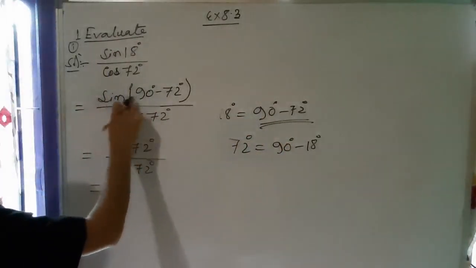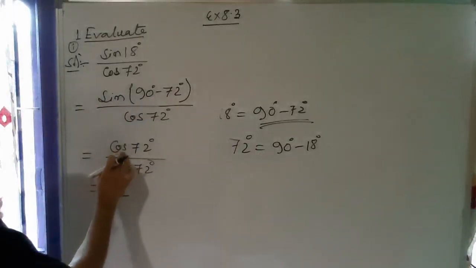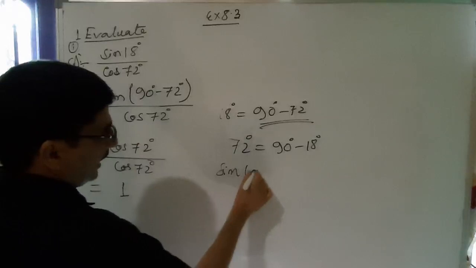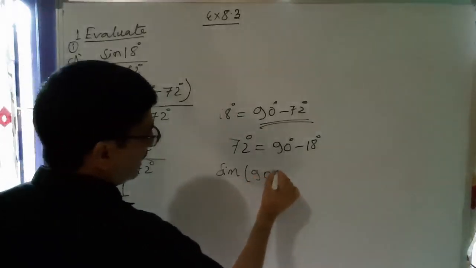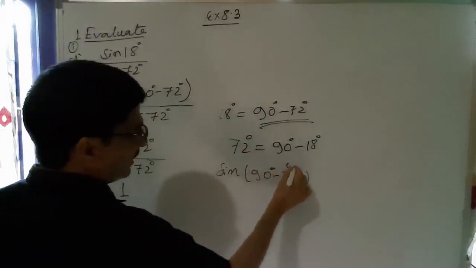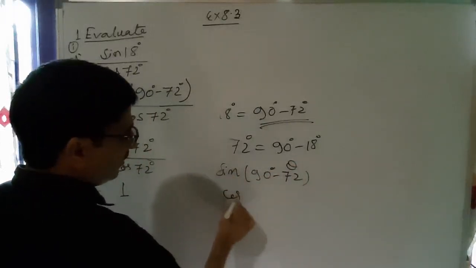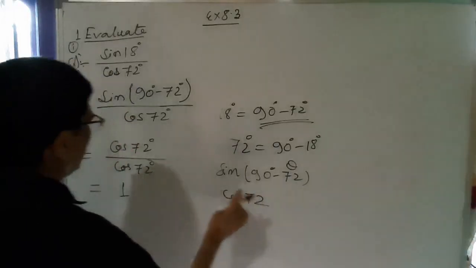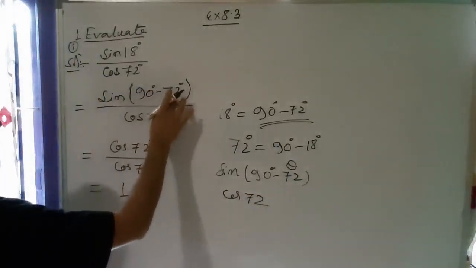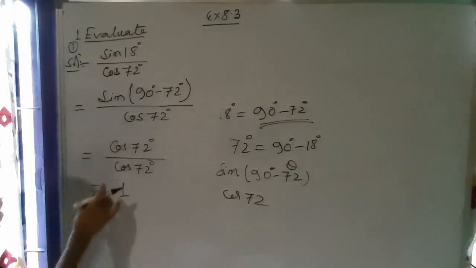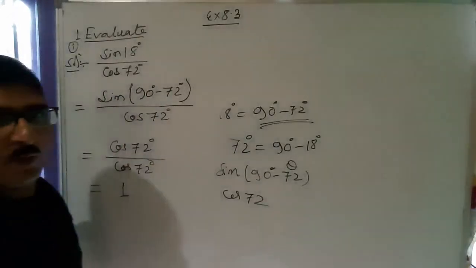Sine of 90 minus theta is equal to cos theta. Here the cos theta is cos 72. So sine 90 minus 72 is cos 72 degree. Now cos 72 by cos 72 equals 1. So really it is very simple.